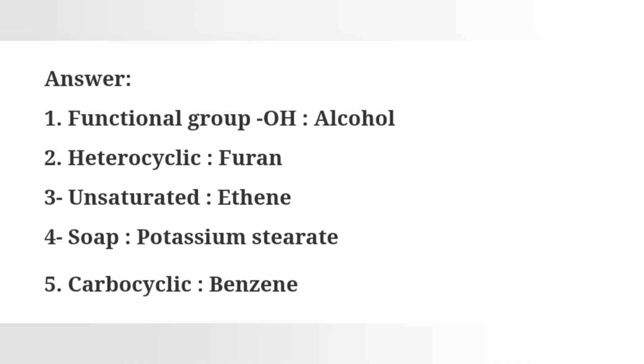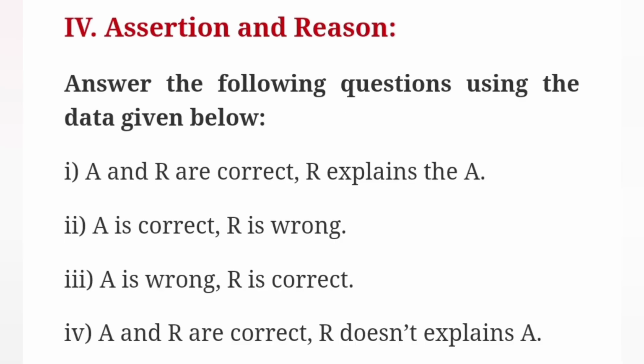Third Roman letter, match the following. Answer first one, functional group OH alcohol. Then heterocyclic furan. Third one, unsaturated ethane. Fourth one, soap potassium stearate. Fifth one, carbocyclic benzene.